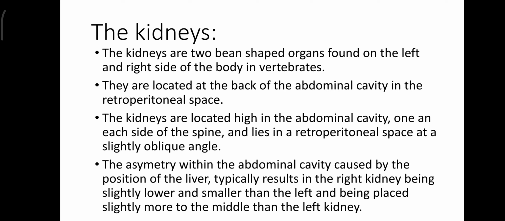The kidneys are two bean-shaped organs found on the left and right side of the body in vertebrates. They are located at the back of the abdominal cavity in the retroperitoneal space. The kidneys are located high in the abdominal cavity, one on each side of the spine, and lie in a retroperitoneal space at a slightly oblique angle. The asymmetry within the abdominal cavity caused by the position of the liver typically results in the right kidney being slightly lower and smaller than the left, and being placed slightly more to the middle than the left kidney.